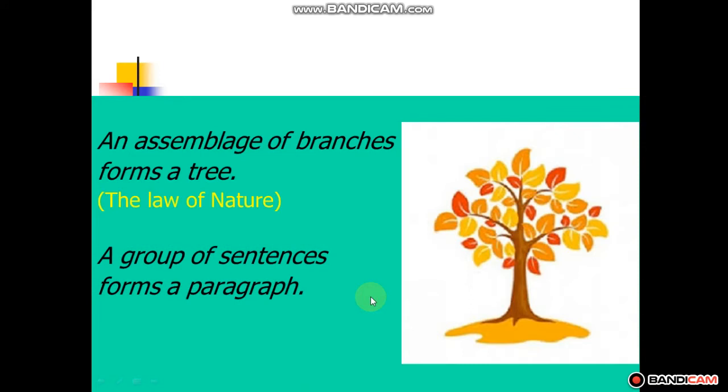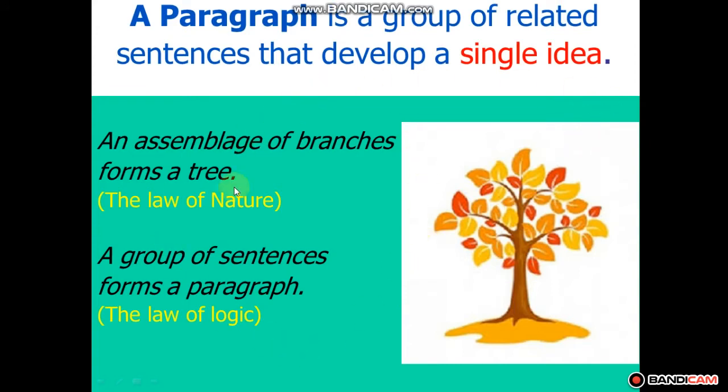And what is the law of logic? Similarly, a group of sentences forms a paragraph. A group of related sentences form a paragraph. Well, that's the law of logic. So you can see the close analogy between the law of nature and the law of logic. So the law of logic follows the law of nature in this example. This is the concept I have come up with to clarify the basic root concept of a paragraph, and of course that's a very nice example in my mind, and the same can be utilized in case of essay writing. So this is the bottom message of today's lesson.